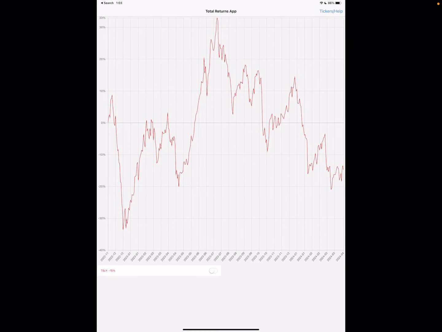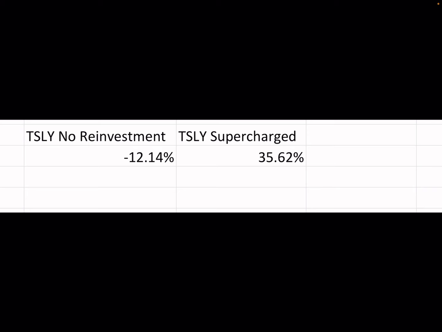Right here is the total return for TSLY. And it got me thinking, is there a way that we could make this a positive return? They're down minus 15% since inception. That includes dividends. The price action is even worse, but what if we could supercharge TSLY, because they're paying huge dividends, and actually get a return that beats the market while also holding TSLY?